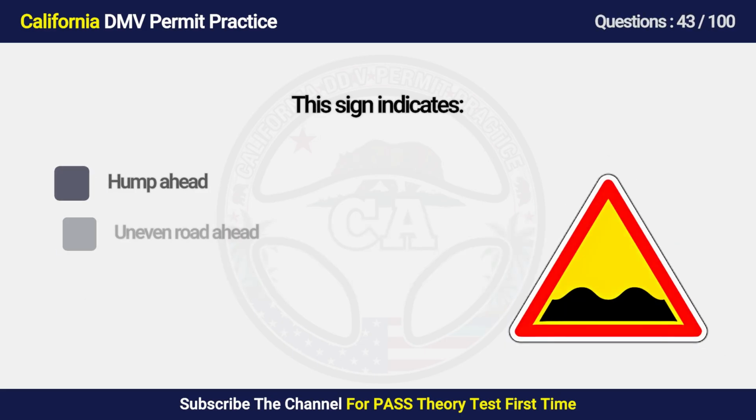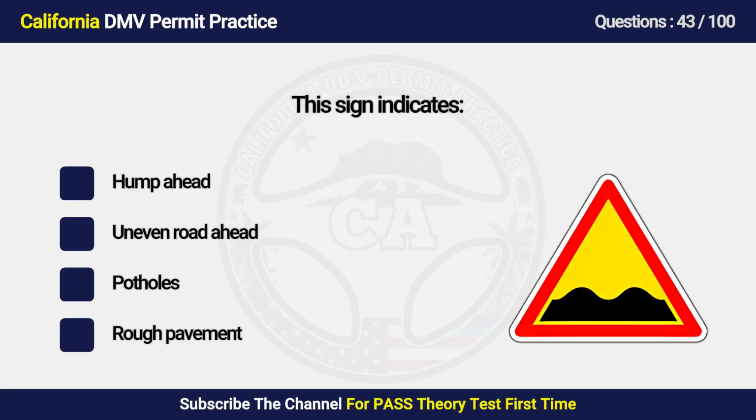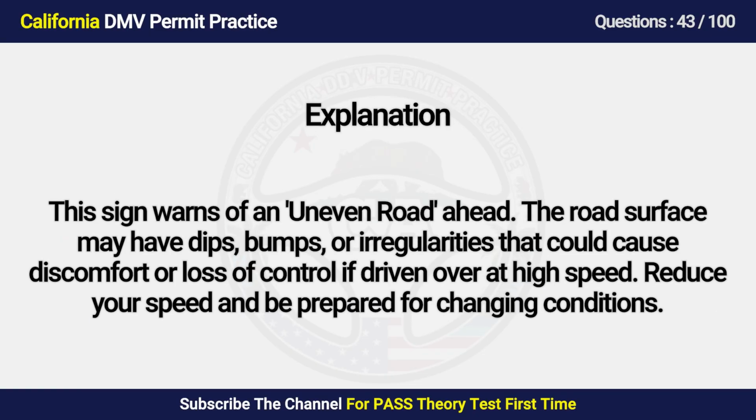Question 43. This sign indicates A, hump ahead, B, uneven road ahead, C, D, rough pavement. Answer is B, uneven road ahead. This sign warns of an uneven road ahead. The road surface may have dips or bumps that could cause discomfort or loss of control if driven over at high speed. Reduce your speed and be prepared for changing conditions.